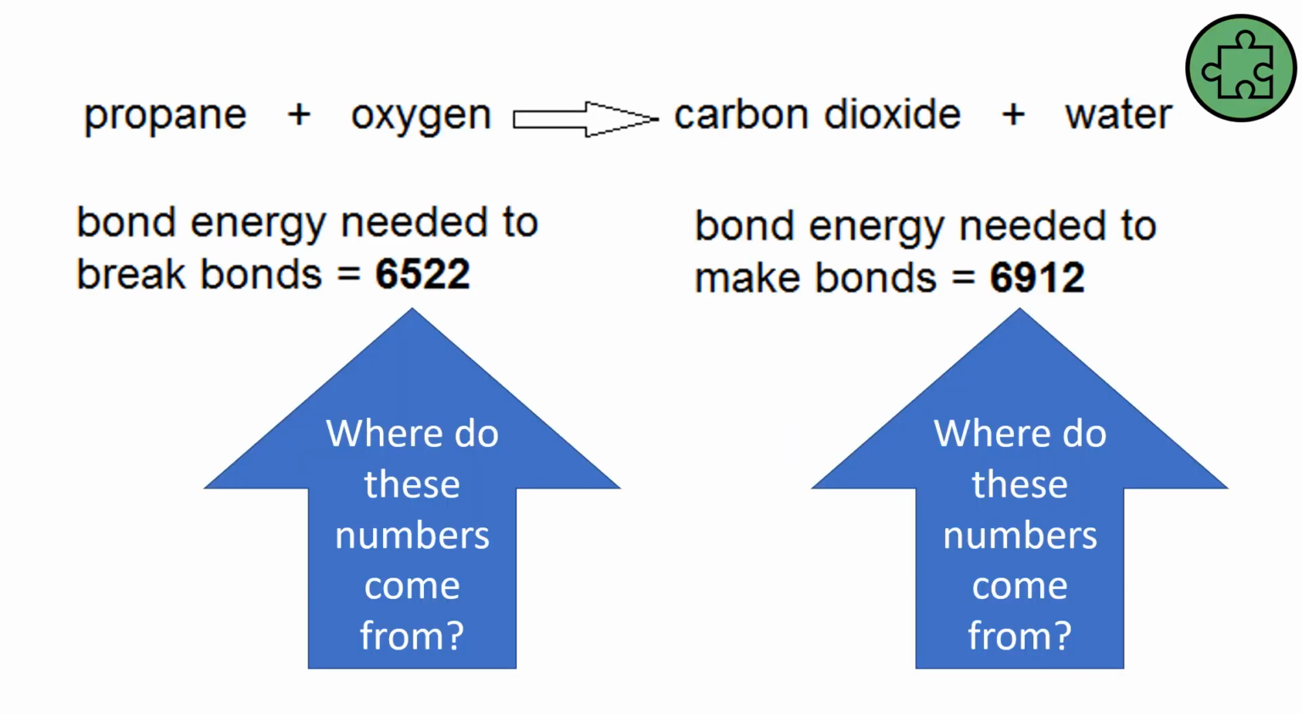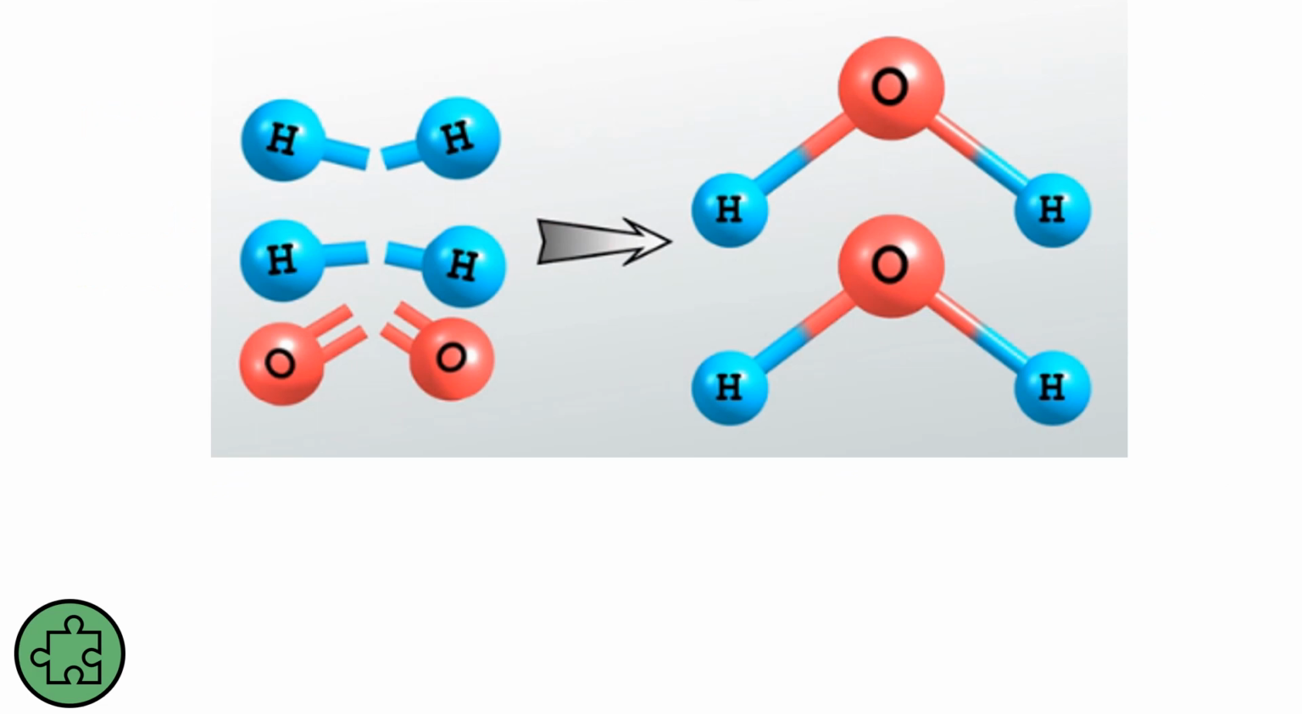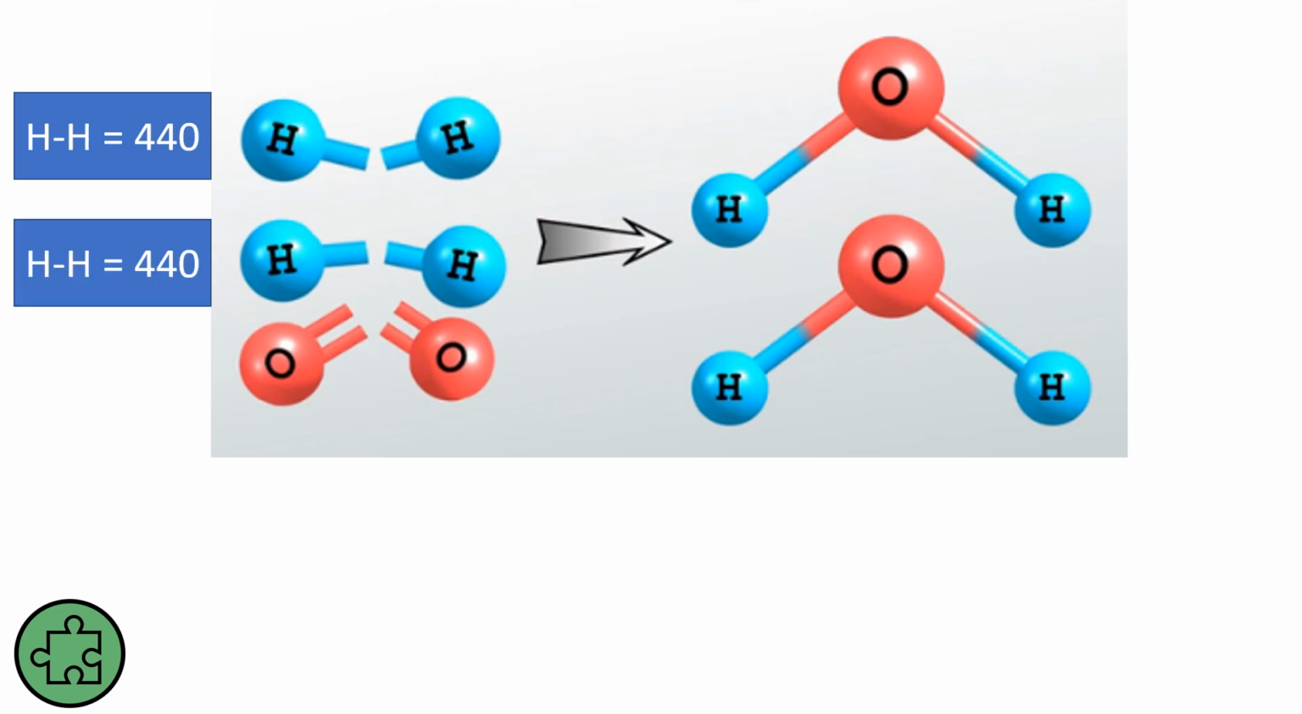Okay, so now you've got that straight in your head, let's go a bit deeper. Where do these numbers actually come from? Well, they come from the bonds. Let's look at this example here. So on the left reactant side, I am breaking 2 lots of hydrogen bonds. So we know from chemistry, from experiments, that a hydrogen bond requires 440 kilojoules per mole energy to break them. And I've got 2 of those.